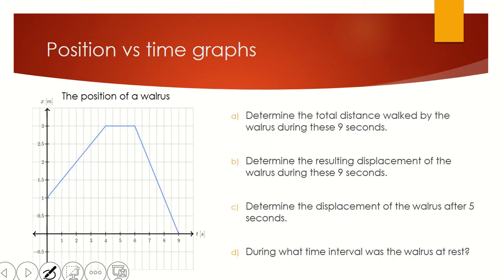Now, this is another example I want to go through. We're going to be looking at the position of a walrus. So this is a displacement of position versus time. This is position.